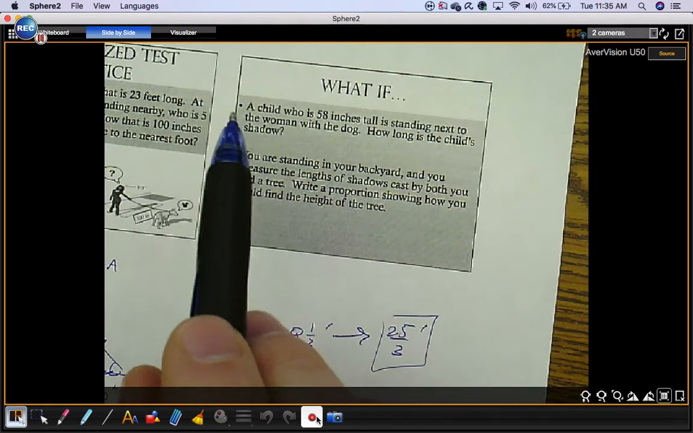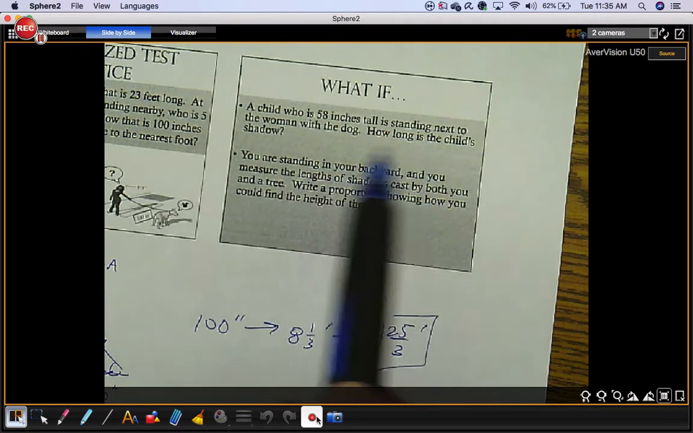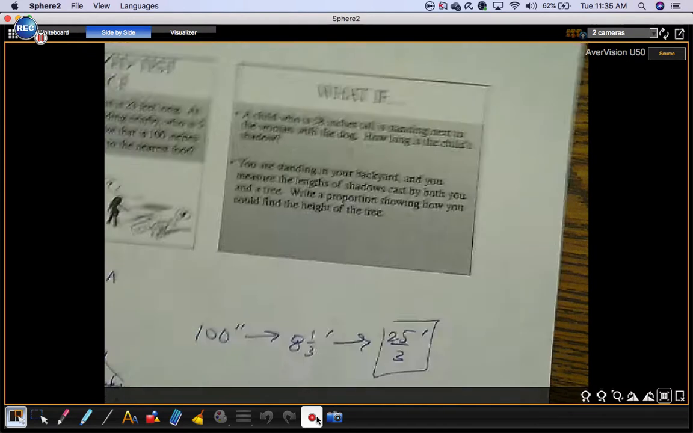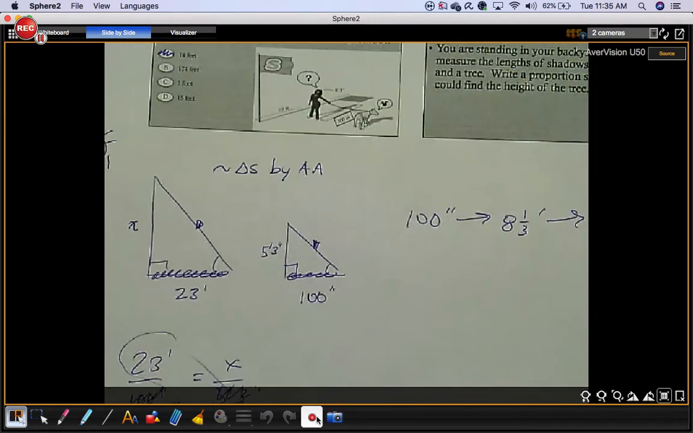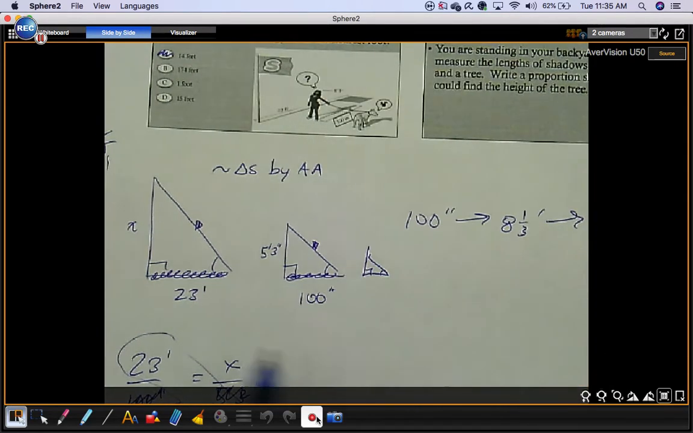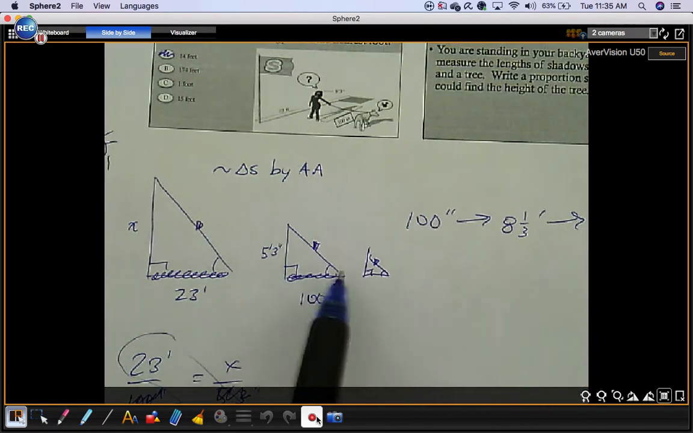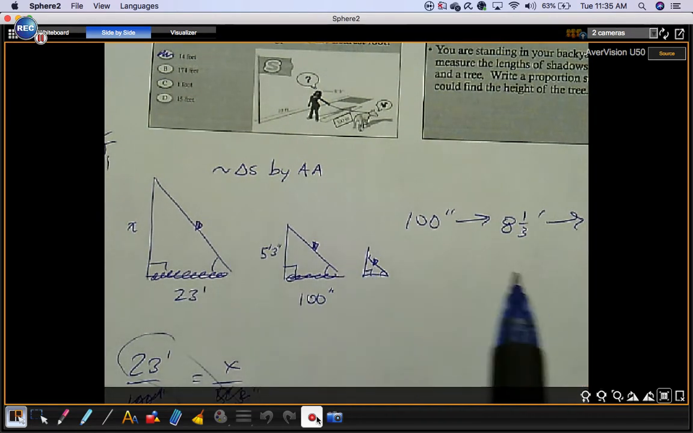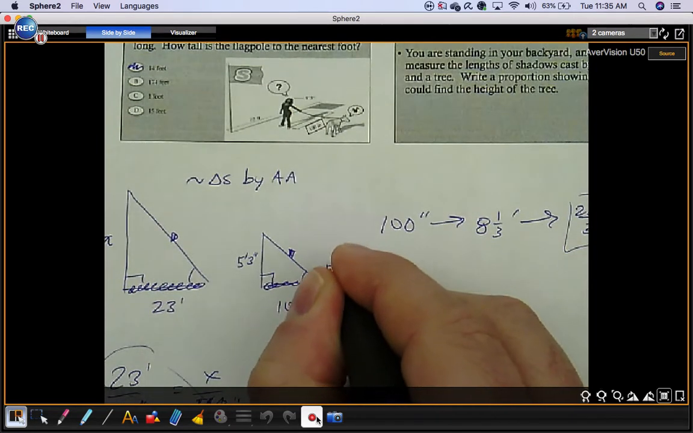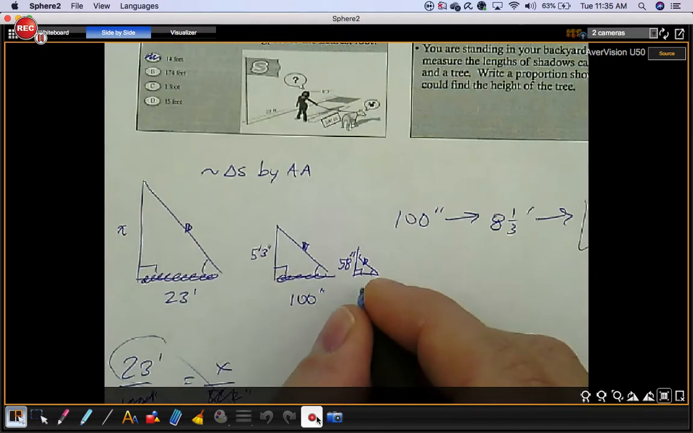What if a child who is 58 inches tall is standing next to the woman with the dog? How long is the child's shadow? Okay, so same situation here, except now we have a child. You're still going to have similar triangles between the big one and the small one because the child should be standing at a right angle. The sun rays are parallel. As long as this child is standing in the same zip code as these other people, your sun rays are going to be parallel. The child is 58 inches tall. How long is the child's shadow?